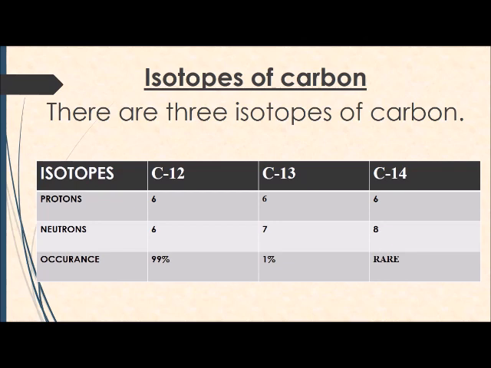So carbon 12, 13 and 14 represent their mass. They are given the names 12, 13 and 14 because of mass number, as it varies from each other because of the different number of neutrons in the nucleus. Now let's discuss the occurrence of these 3 isotopes. Carbon 12 is commonly found and 99% is its occurrence. Carbon 13 is 1%, while carbon 14 is rare.